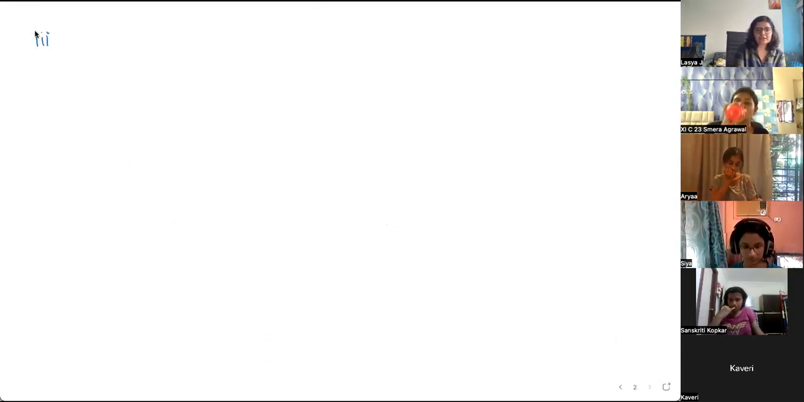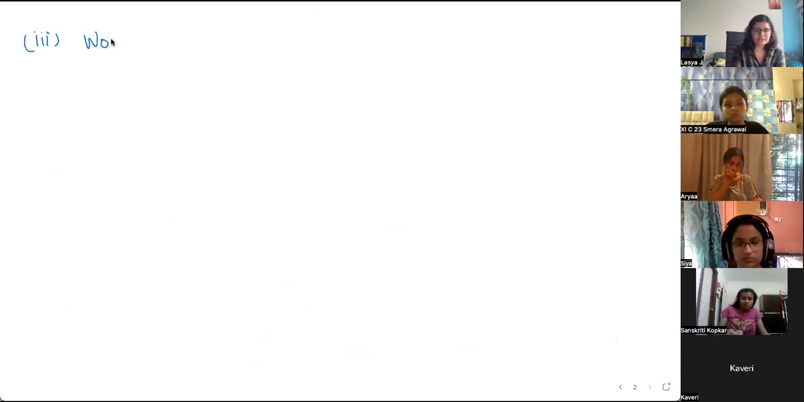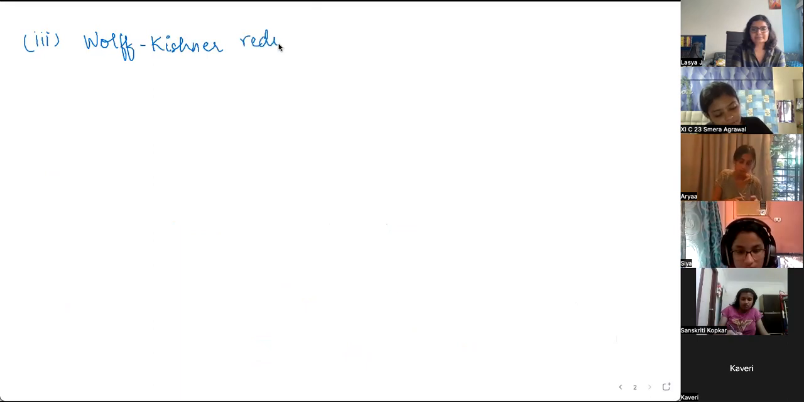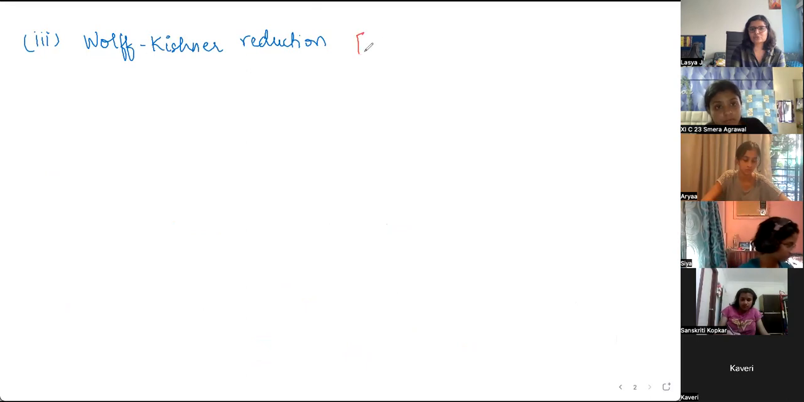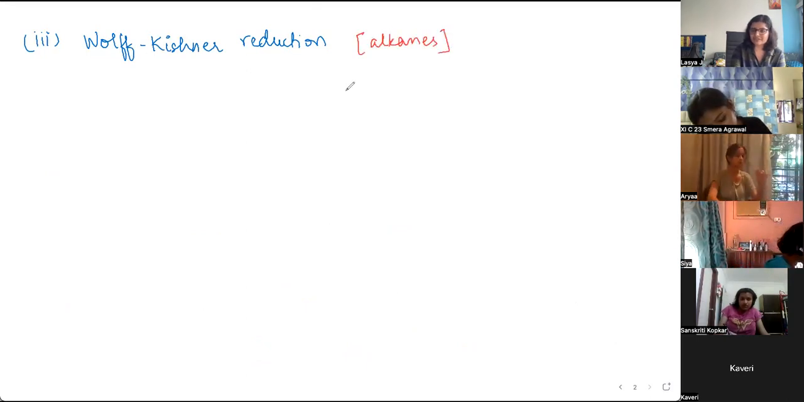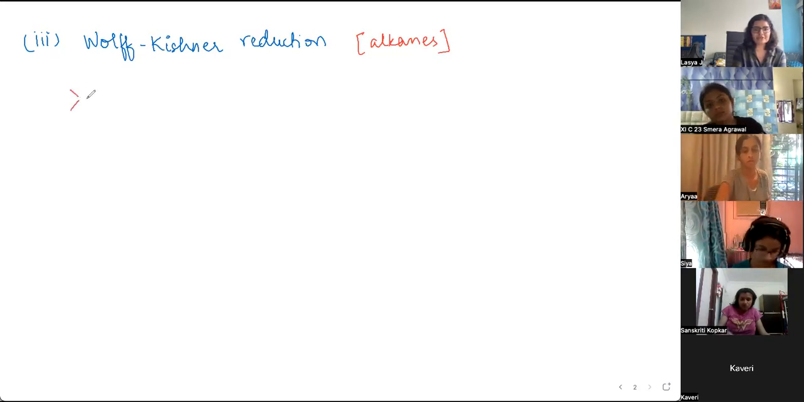The next one is called Wolff-Kishner reduction. This also reduces it all the way to alkanes. This is a two-step process. The first step, you literally just studied it. So you start off with your aldehyde or ketone, and treat it with hydrazine, that's NH2NH2.